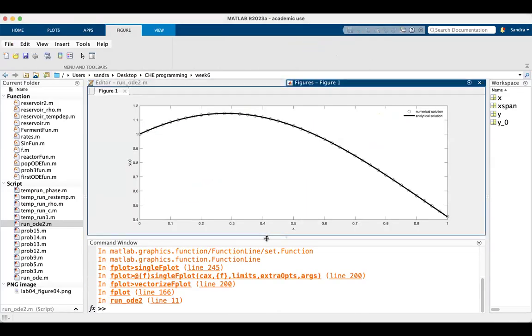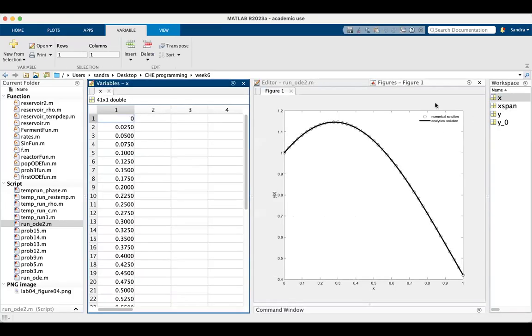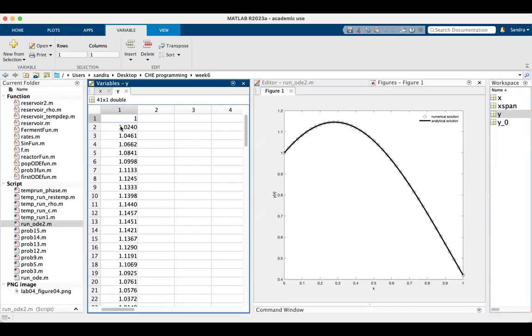This is how you'll get the plot. Whatever is given in the circles are the numerical solutions. And how many numerical solutions do you have? We'll just see what x and y are. You have 41 x values, and corresponding to that you have 41 y values. So that's what is being plotted in the circles.